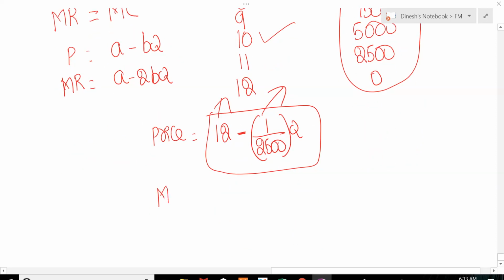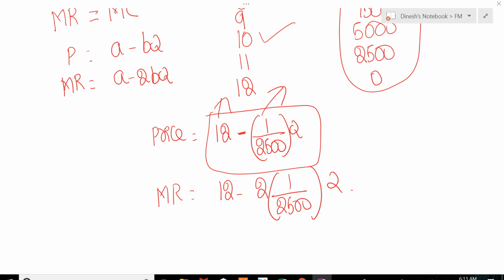MR equal to 12 minus 2 into 1 by 2500 Q. MR is equal to 12 minus 2 into 1 by 2500 into Q. Now the question will give an information called marginal cost. Let's take that as 8 rupees. The marginal cost of the product is 8 rupees. That is the cost of producing a product is 8.